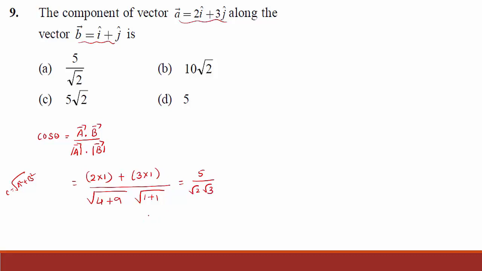Now the component of A along B. We can write component of A along B is equal to A cos theta. This is the component which is along B.